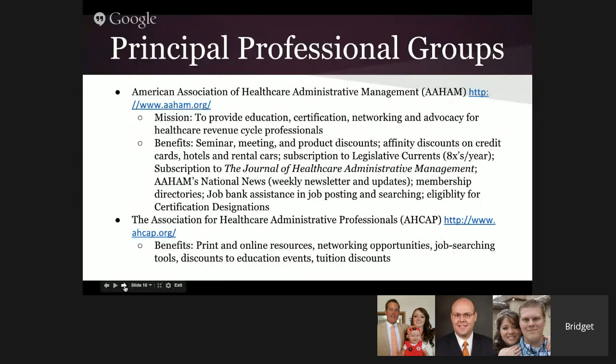The benefits are, they get to go to a seminar, they have meetings, they have affinity discounts on credit cards, hotels, and rental cars, a subscription to Legislative Currents, and that's 8 times a year, a subscription to the Journal of Healthcare Administrative Management, national news, weekly newsletters and updates, membership directories, job bank assistance and job posting and searching, and eligibility for the certification designations. And as you can see, a lot of them have great benefits, and they also provide a mission statement with their professional group.